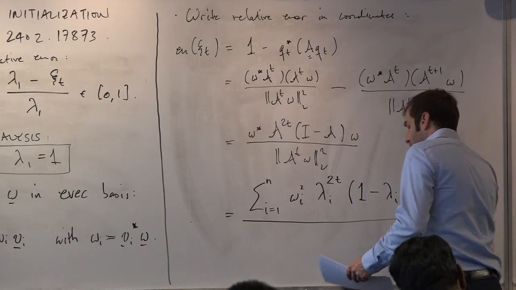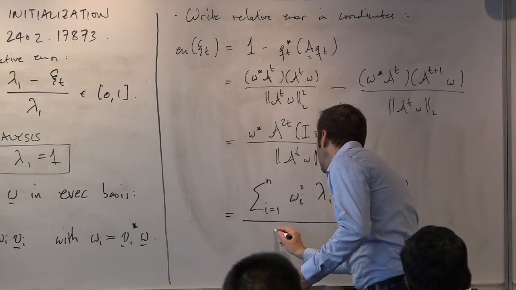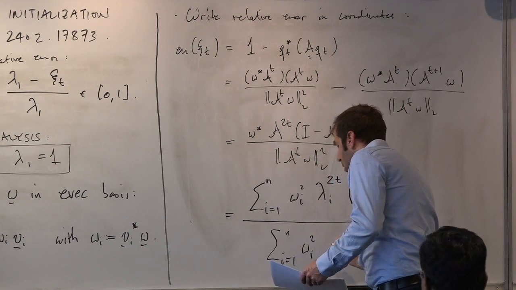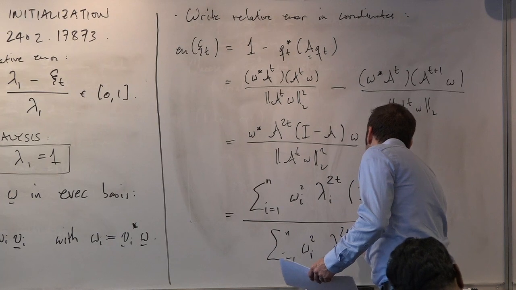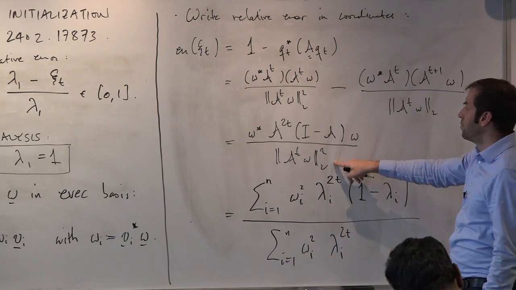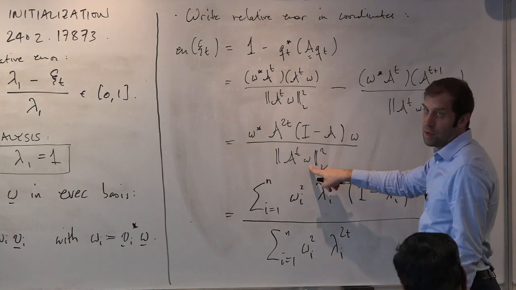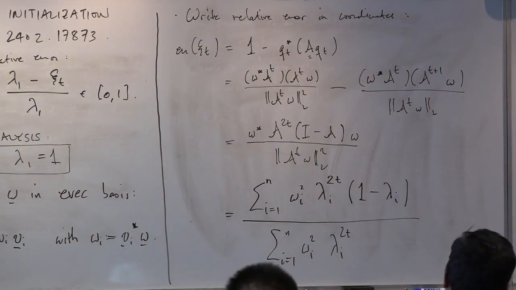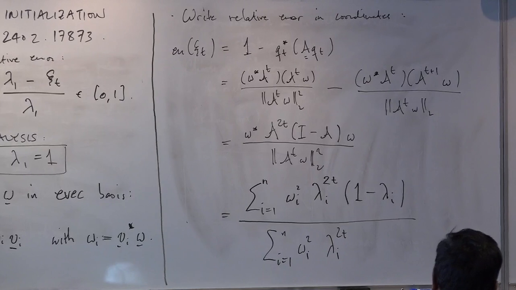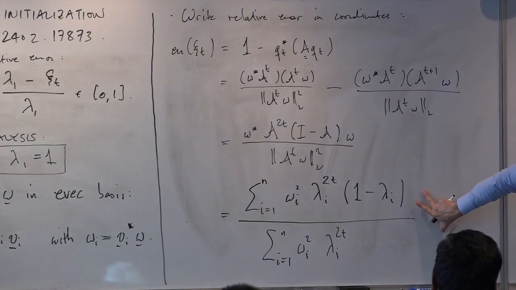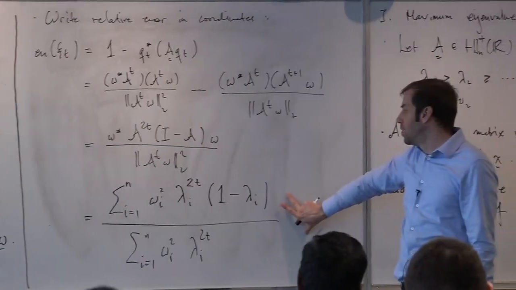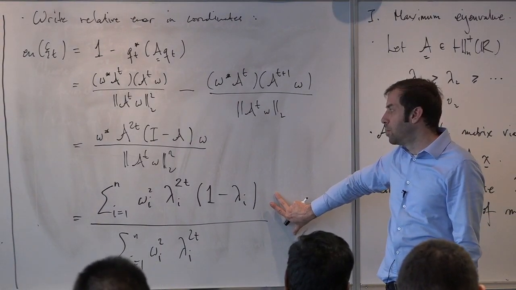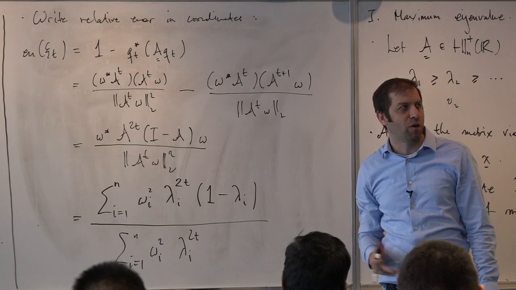And all of this is divided by the sum from i equals 1 to n, omega_i squared, lambda_i to the 2t. So this is an expansion of this in the eigenvector basis. If you haven't followed all the details of the calculation, this is not so important. The important thing is that we have wound up at this expression, and we're going to need to understand what's happening here. Let me pause and ask if there are any questions that I can clarify before we move forward.